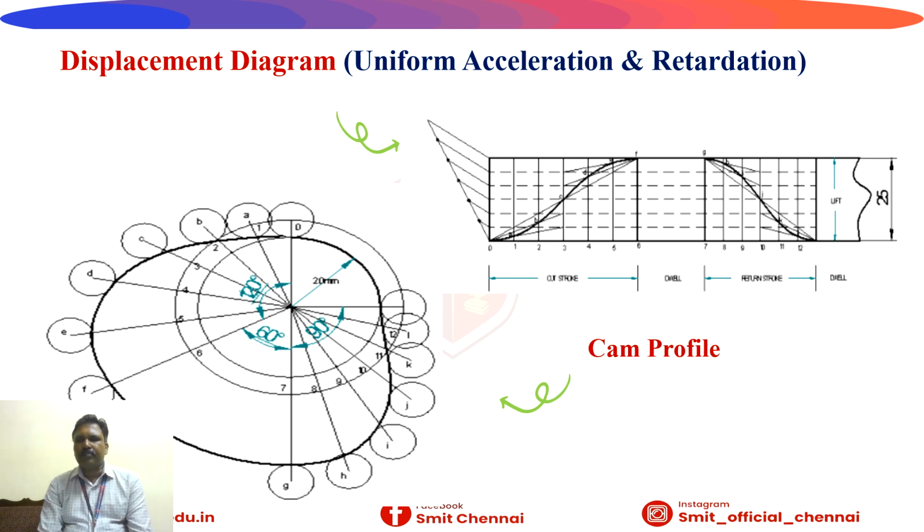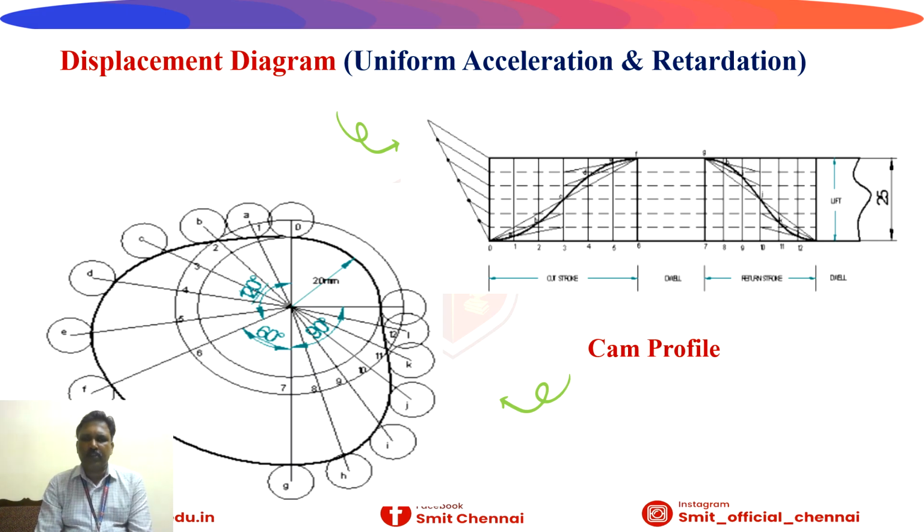Then the return stroke. What is the angle? 90 degrees. Again, it is divided into 6 equal parts. Then you will get the displacement diagram. Then, followed by that, we have to draw the cam profile.